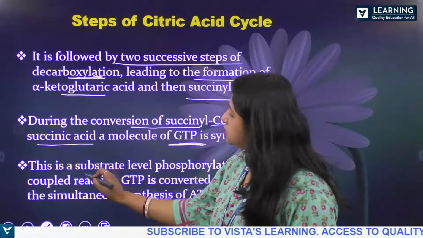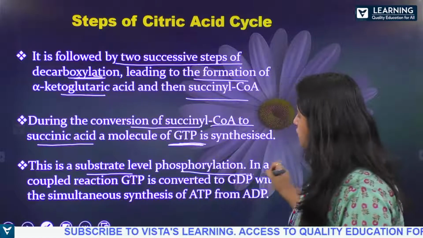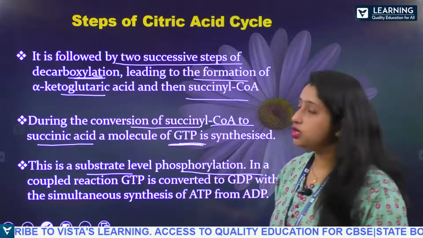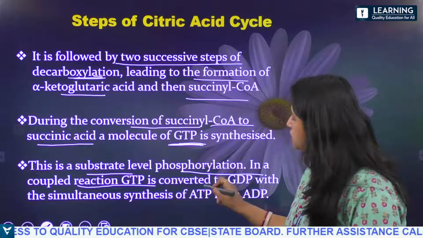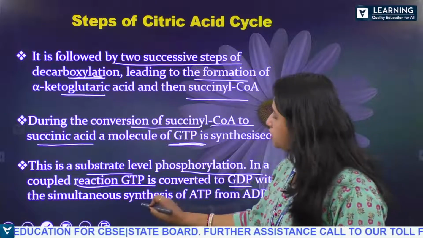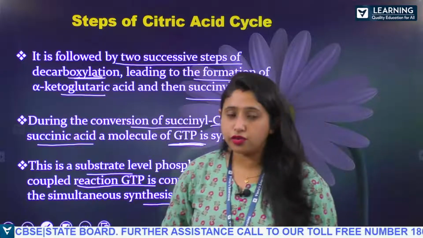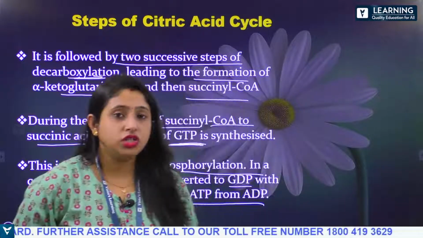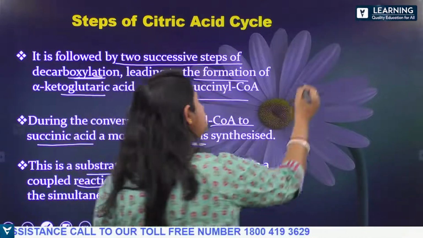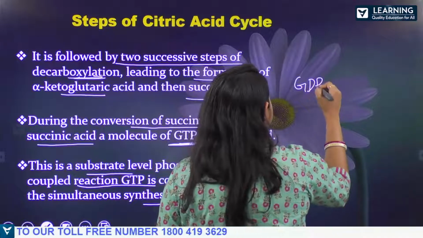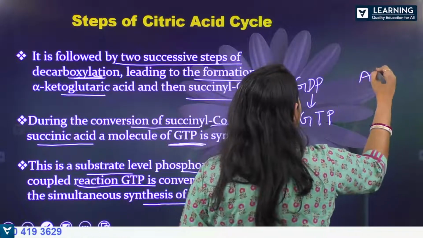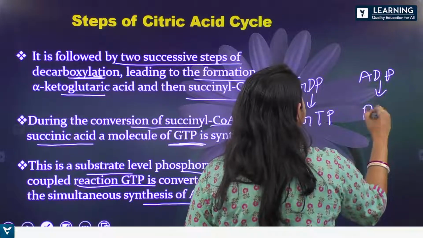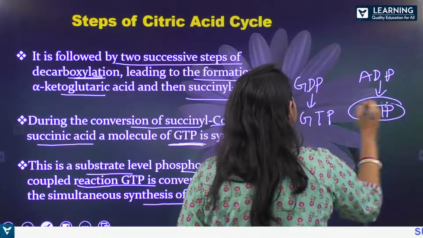Next, this is a substrate level phosphorylation. In a coupled reaction, GTP is converted into GDP with a simultaneous synthesis of ATP from ADP. So GDP gets converted into what? GDP gets converted into GTP, and from ADP, ATP is being synthesized.